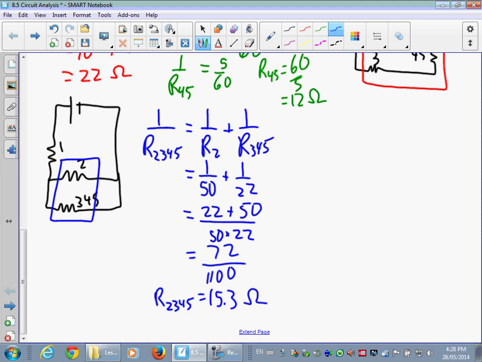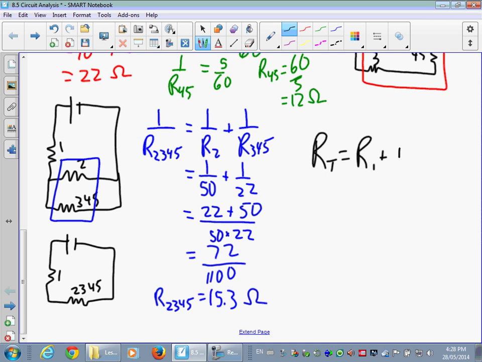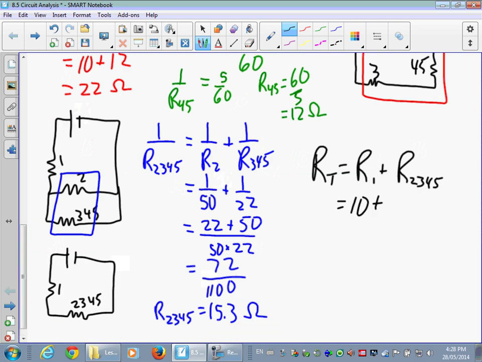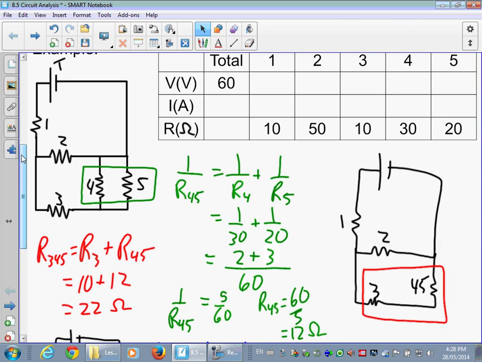So now we know, we draw this new circuit. There's 1, and then we have 2, 3, 4, 5, and they are in series with each other. So we can get the total resistance. Our total is equal to R1 plus R2, 3, 4, 5. R1 is 10 ohms. R2, 3, 4, 5 is 15.3, which gives us 25.3 ohms of total resistance. So let's go back up to the top and jot that down in here as 25.3 ohms of total resistance.